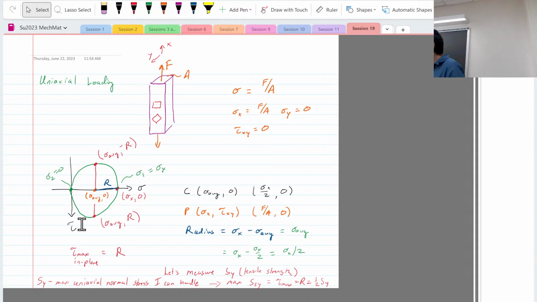All right, we'll cover this in more detail when we do failure criteria as well. But I'm glad you asked about pure shear, because that's a very important case, and as is uniaxial loading.